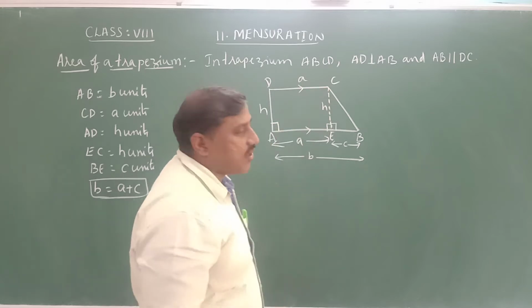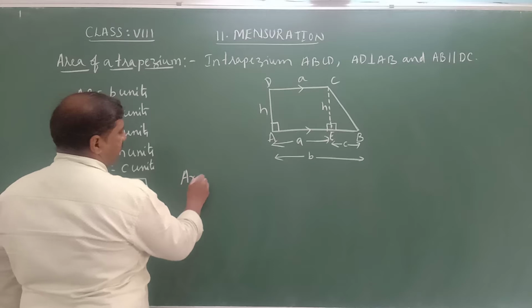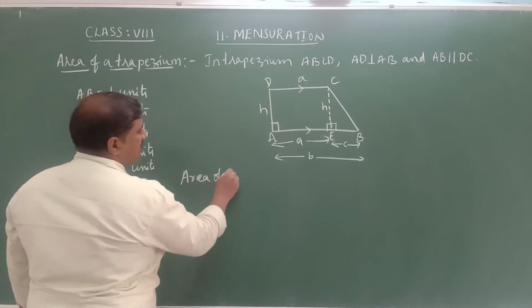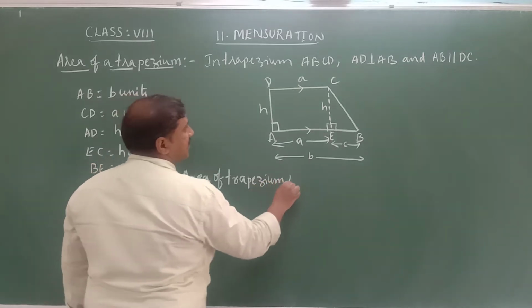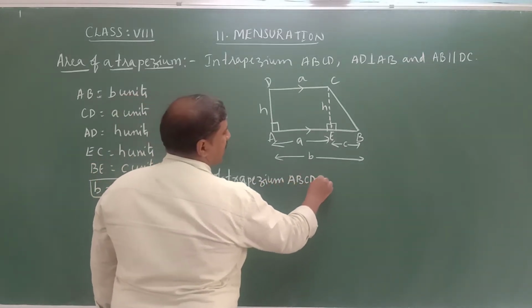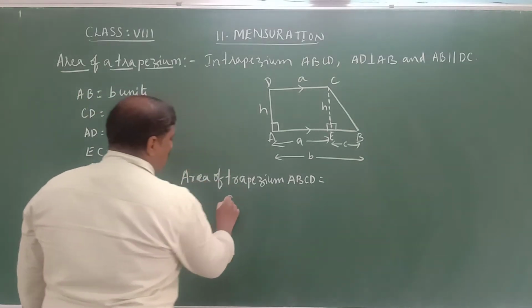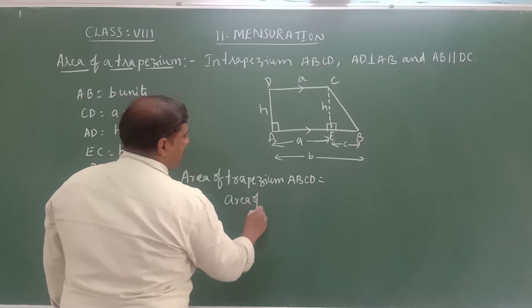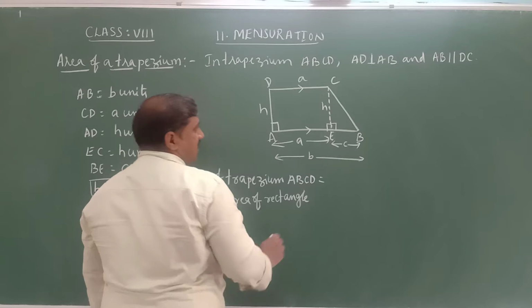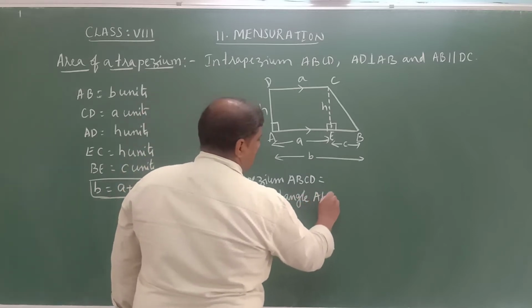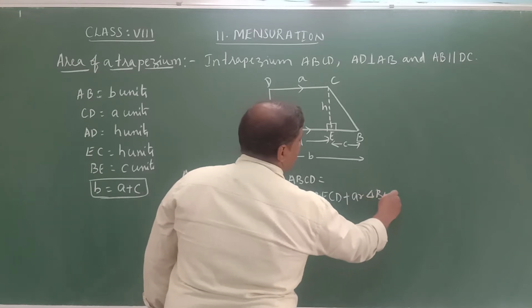CE is the altitude for that triangle. Now, area of trapezium ABCD is equal to what? Area of trapezium ABCD is equal to area of rectangle AECD plus area of triangle BEC.